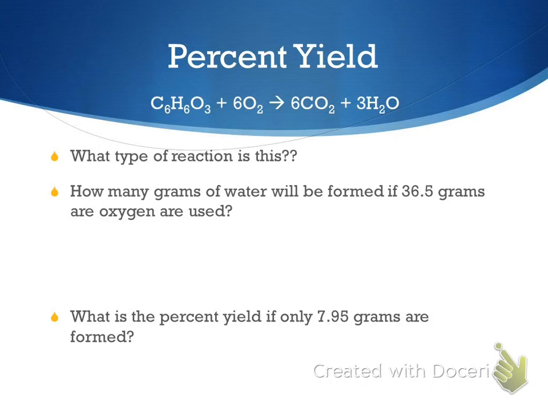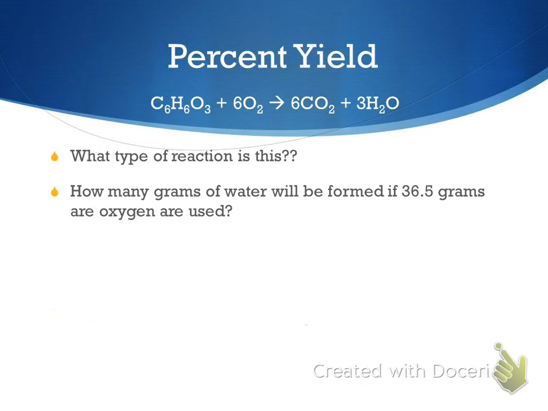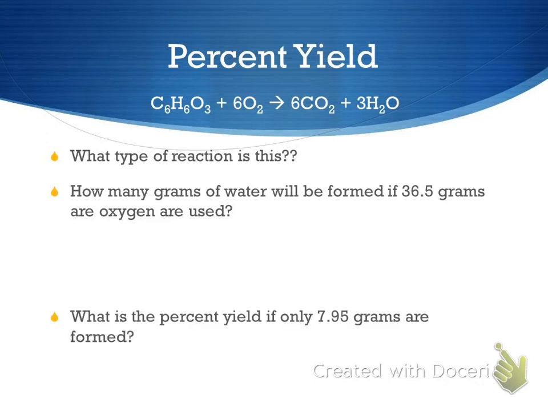All right, so I balanced your equation for you. Can anyone tell me, first of all, what type of reaction this is? Double displacement. No. Combustion, right? We start with a hydrocarbon plus oxygen yields carbon dioxide and water. So this is a combustion reaction.